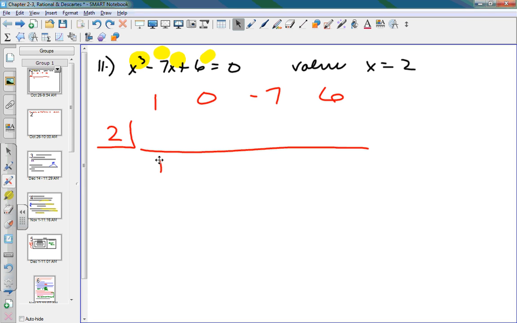I drop down the 1. 1 times 2 is 2. What do I do vertically? Add. So 0 plus 2 gives me 2, sorry. I want to make sure my mic is fine. 2 times 2 is 4.